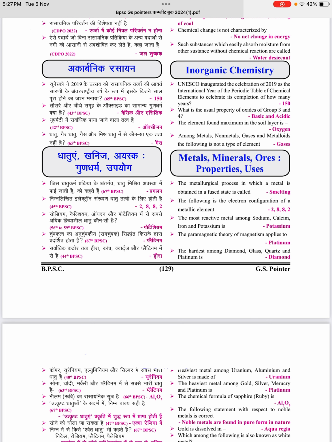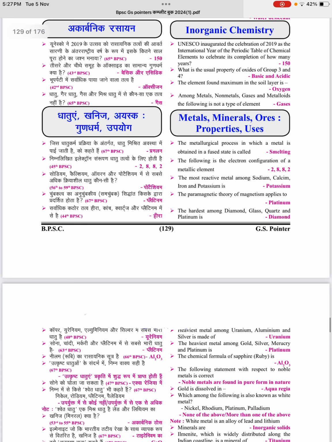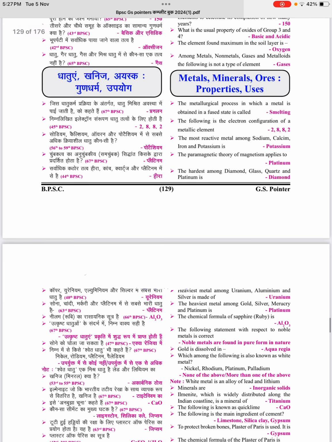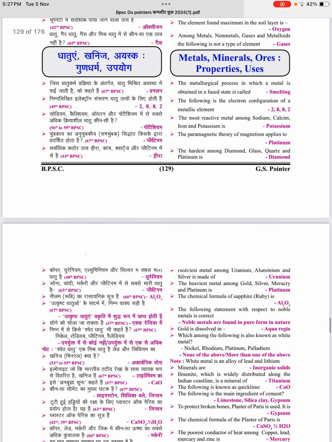Inorganic chemistry. UNESCO inaugurated the celebration of 2019 as the International Year of the Periodic Table of Chemical Elements to celebrate its completion of how many years? 150. What is the usual property of oxides of group 3 and 4? Basic and acidic. The element found maximum in the soil layer is oxygen. Among metal, non-metal, gases and metalloid, the following is not a type of element: gases.